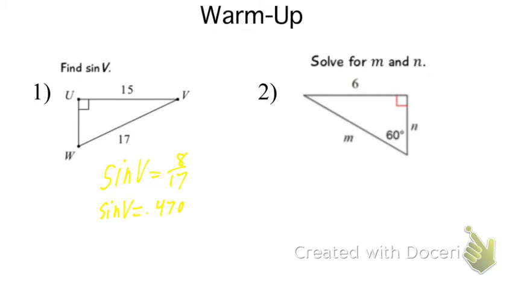0.4705, or 6 actually. 0.4706. Okay, so sine of angle V is approximately 0.4706. This was our warm-up. I just flashed back to it for a moment.